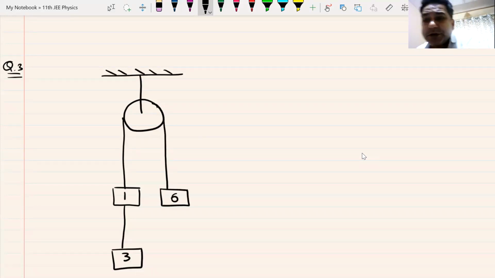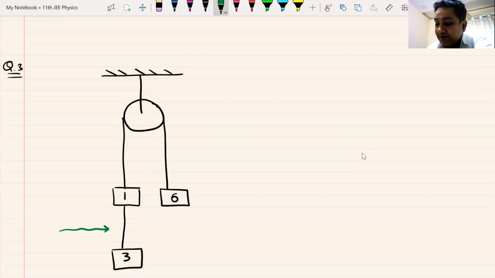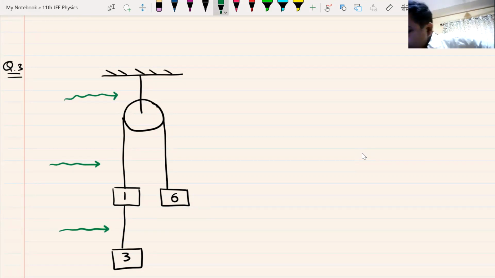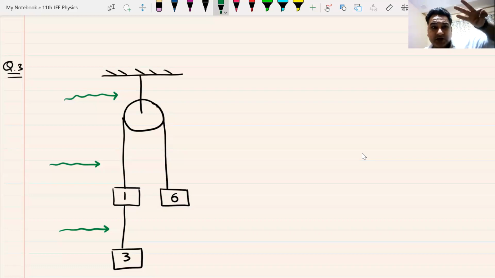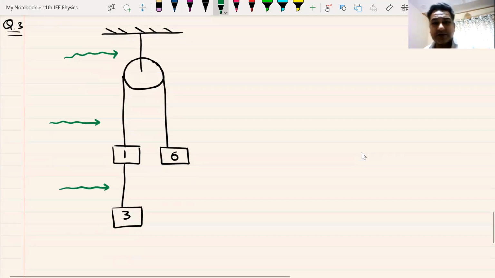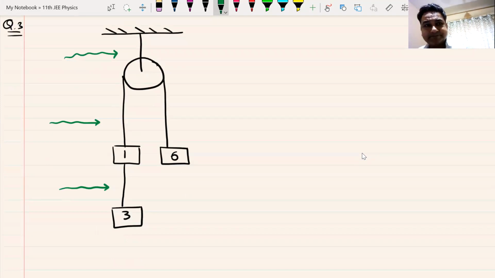Now I have the configuration like this. How many strings do you see now? I see there may be 2 or 3, depending on what you call the upper string. There is definitely a string here. There is definitely a string here. And this might be a string, or it might be a hinge, or it might be a rod. So to find the tension in all these strings, and you have to find the acceleration. Remember, there are 3 blocks now. And to find the acceleration of all the 3 blocks, apply some common sense. You should be able to get the answer.